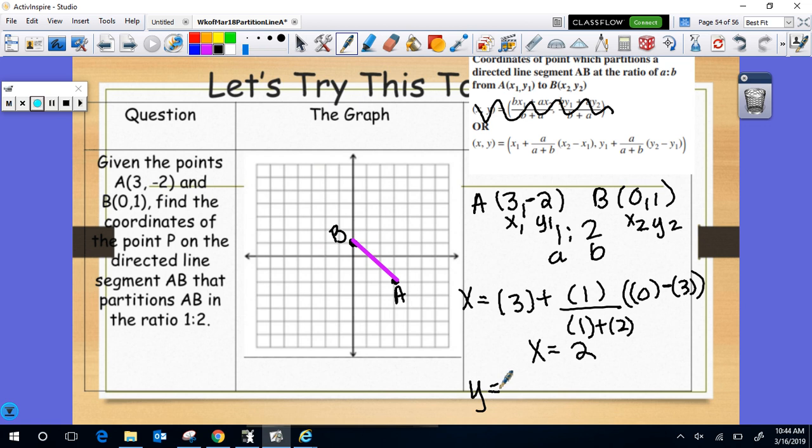And now I'm going to go and get the y value, which is this part. This is that part of the formula. So y1, -2, plus the a is 1, 1 plus 2. And then y2 is 1 minus -2, which is y1. And you can go and use your calculator.